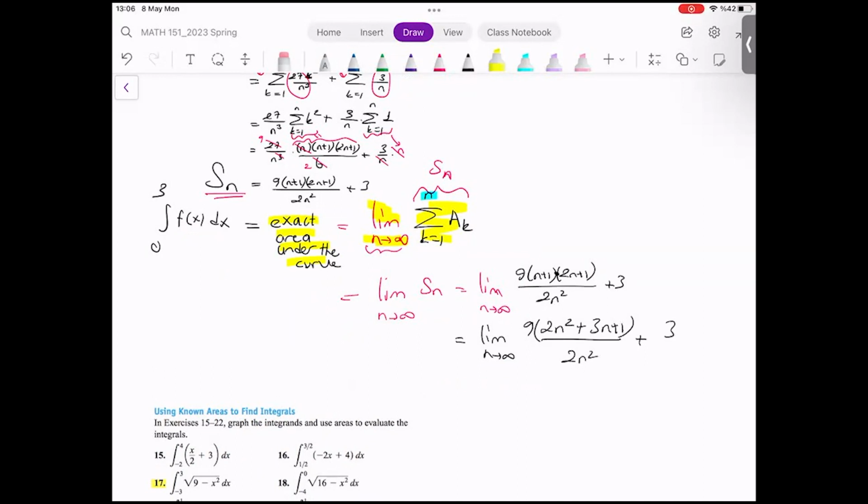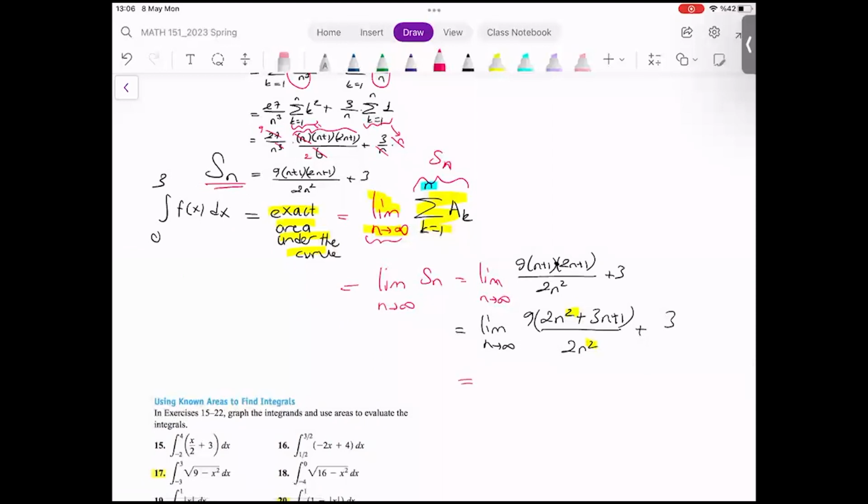And now if you concentrate on the degrees, they are equal. Then the limit is the ratio of the coefficients, right? So the result of the limit is 9 times 2 over 2. So you see I am taking the ratio of the coefficients. Also plus 3 is there as a constant. So the result is 12.